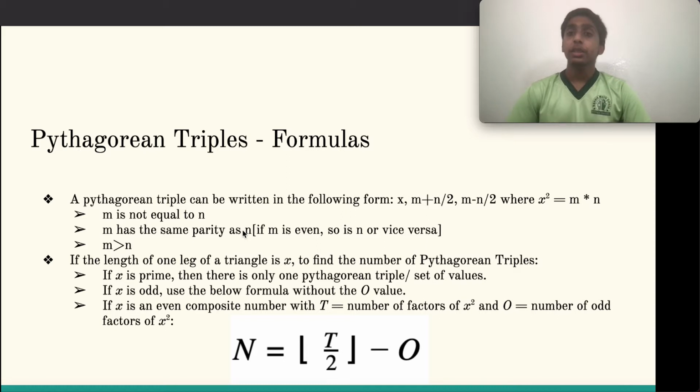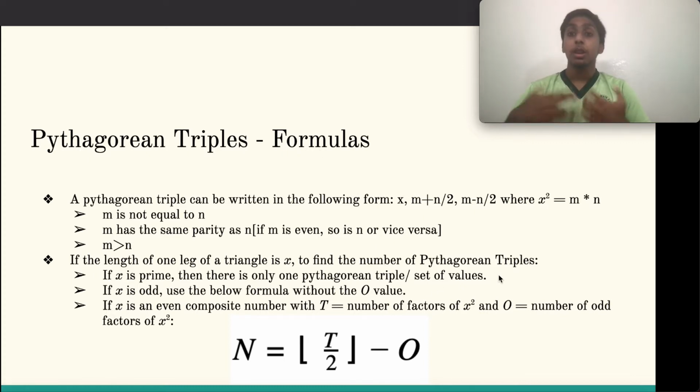Now, sometimes you'll be given one leg, not two legs, just a single leg with the value x. Let's just say that the value is like 3 or something, but for now, we're just going to assume it's x, right? And they'll ask you how many Pythagorean triples are possible with this value. So what you need to do is first evaluate what condition x falls under, and once you find that out, then you can use a formula. So if x is prime, then there's only one Pythagorean triple or set of values.